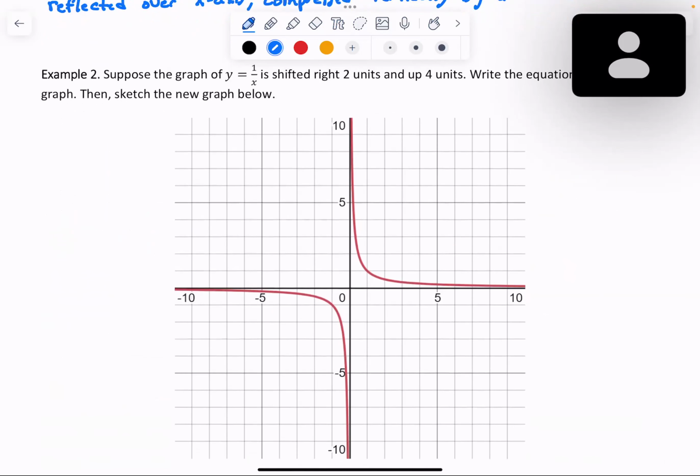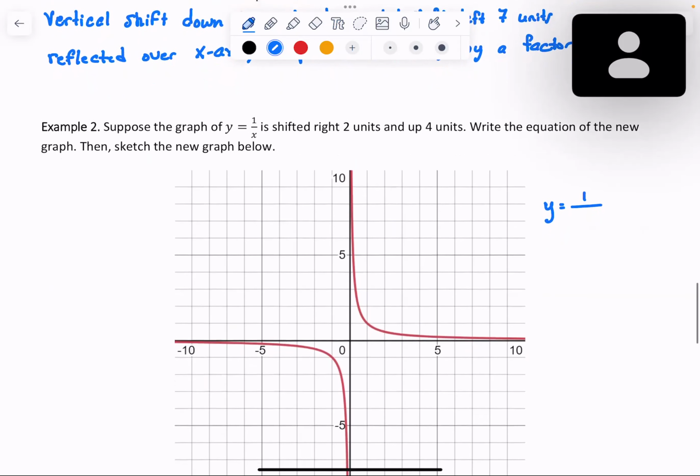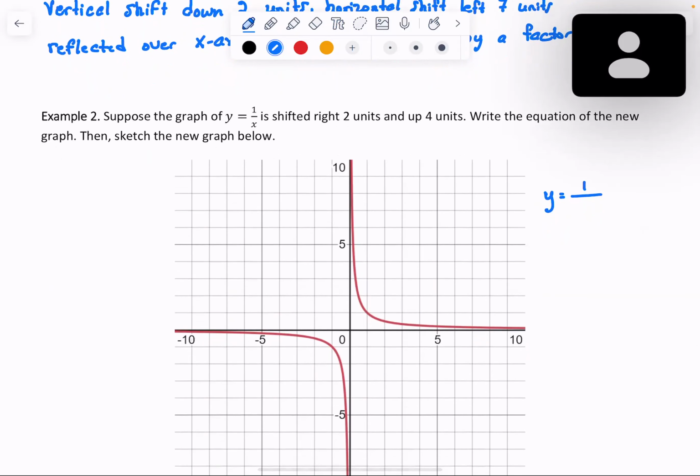So let's look at this. y is 1 over, and in this case, if it's shifted to the right 2 units, then I don't just have x in the denominator. I have x minus 2, right? Because it went to the right. So x minus 2, that's what indicates to the right 2 units, correct? So there is my horizontal shift. Now I want my vertical shift. My vertical shift is up 4 units. So I just add 4 outside of this.